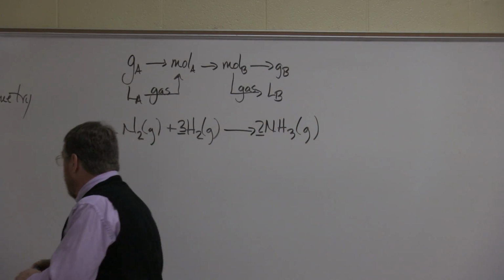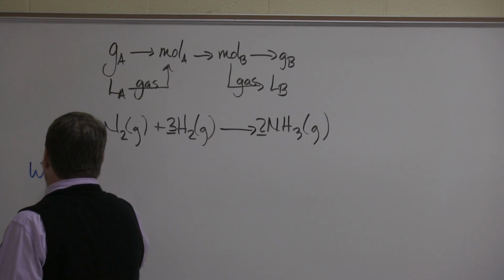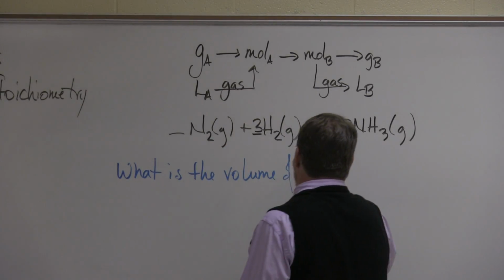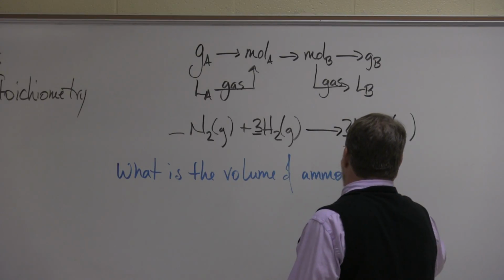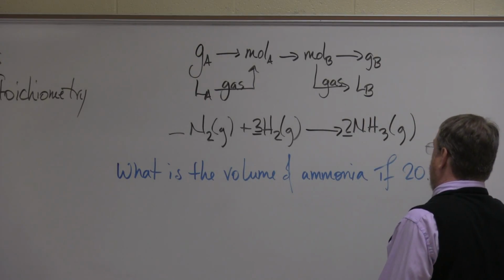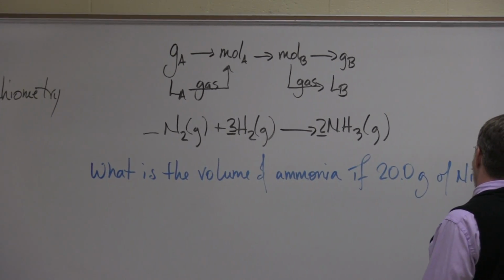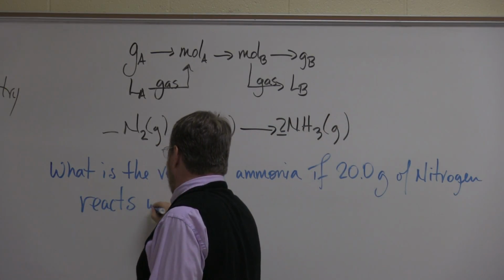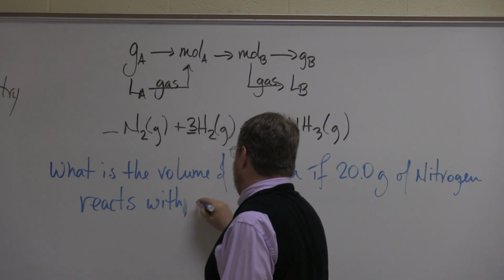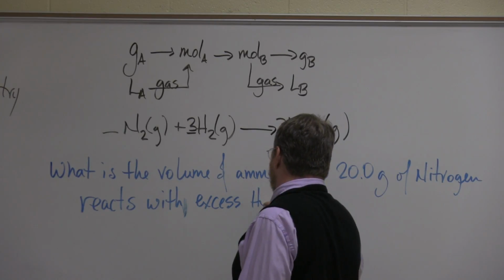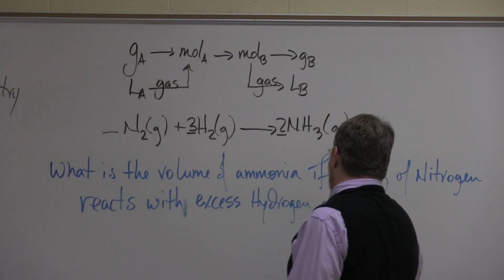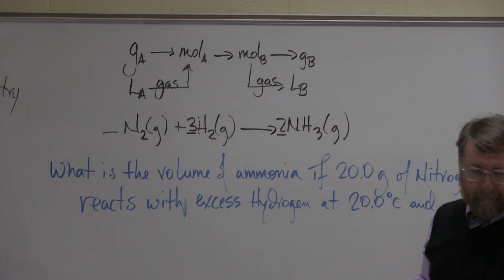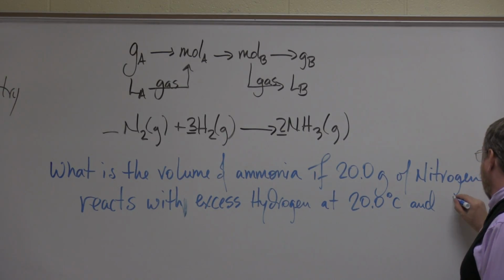Now, we want to know the volume of ammonia produced if 20 grams of nitrogen reacts with excess hydrogen at 20 degrees Celsius and 735 millimeters of mercury pressure.